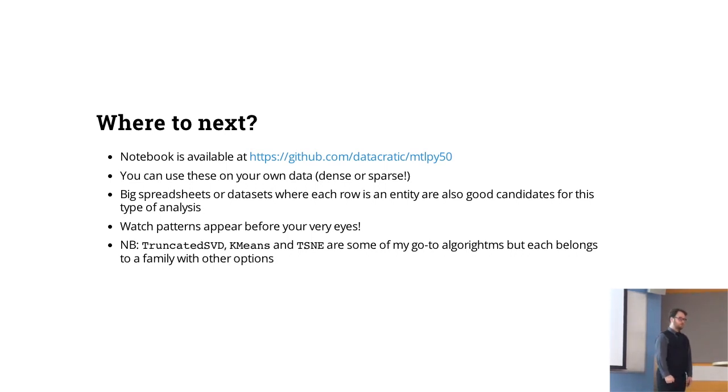The three that I highlighted, truncated SVD, k-means, and t-SNE, are my personal favorites or my go-tos, but each one of these is part of a family of algorithms, of which there are many in Scikit-learn and in other libraries, so you can go and try different ones to see what they'll give you. A lot of people use PCA instead of SVD. There's a whole bunch of different clustering algorithms that make more or less sense depending on your geometric intuition. And there's a whole bunch of ways to take high-dimensional data and squish it down into two.